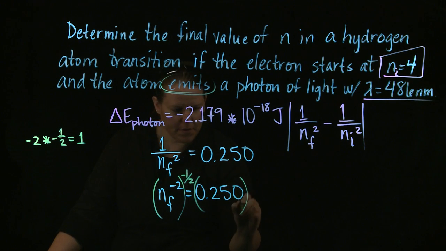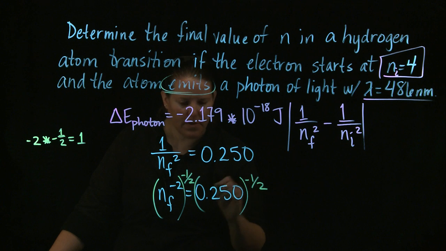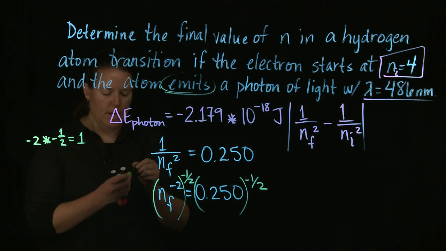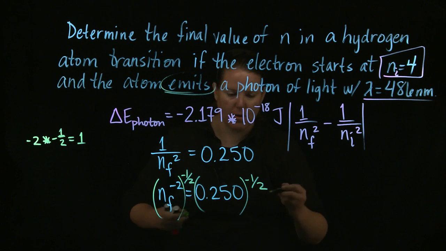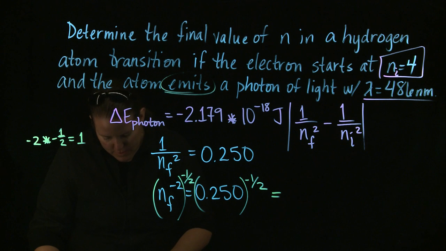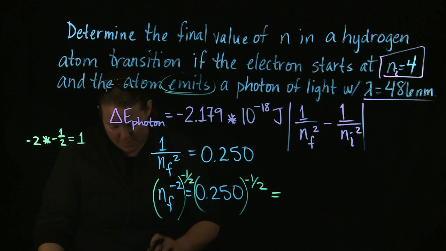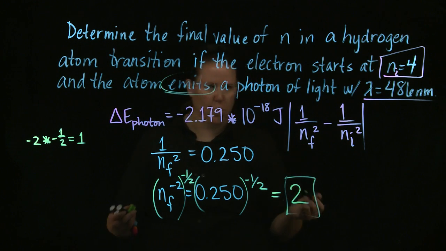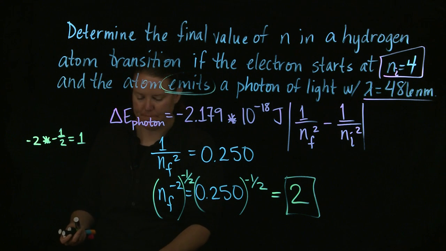Lo and behold, folks, I can do the same thing over here. Negative 2 times negative 1/2 is 1. I take the opposite side to the power of negative 1/2. Just go for the 0.25 to the power. Oopsie, I'm hitting the fraction button instead of the power of negative 1/2, and lo and behold, 2 is the answer you get.